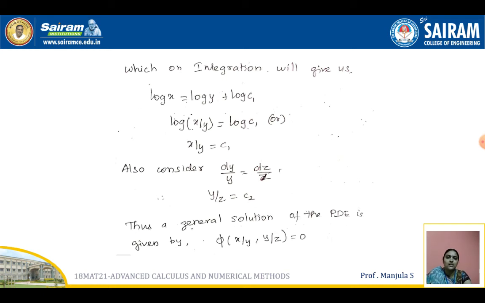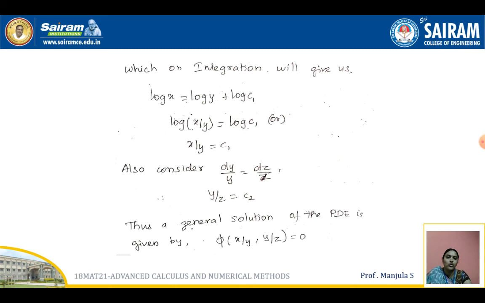Now we'll consider one more set, that is dy by y equals dz by z. Instead of this, you can consider even one more also, that is dx by x or dz by z. That also you can consider. Any two solutions only we need. One solution we got.